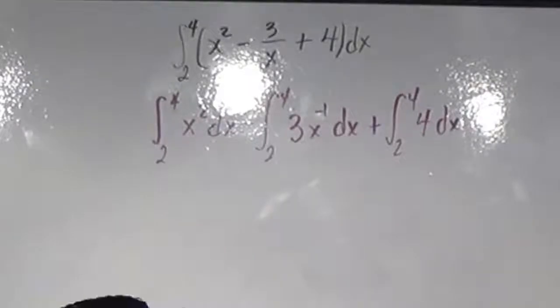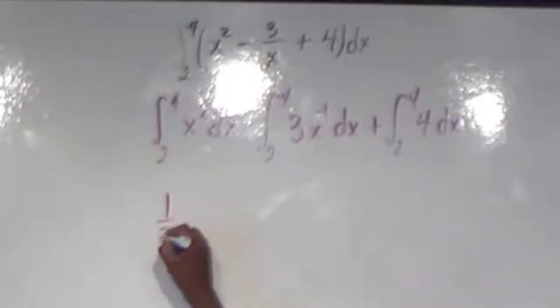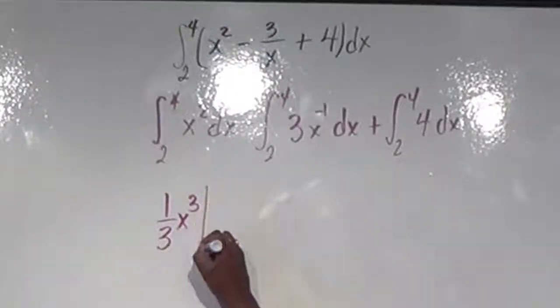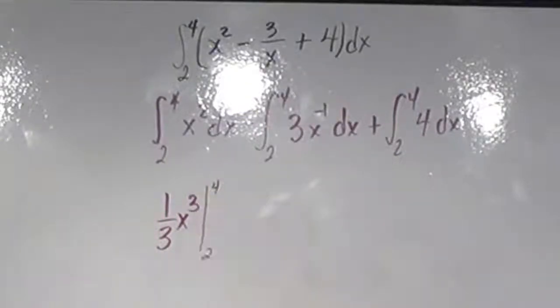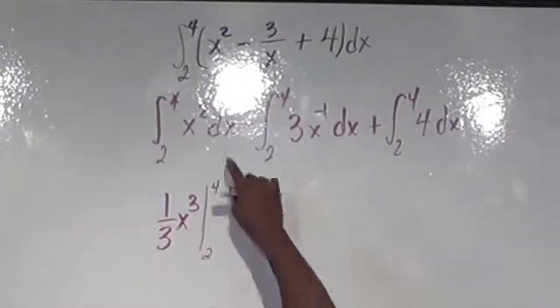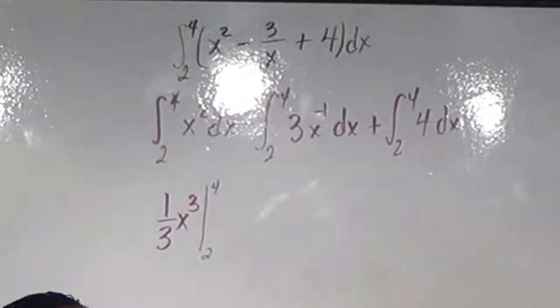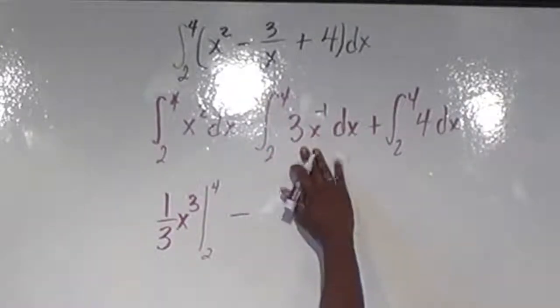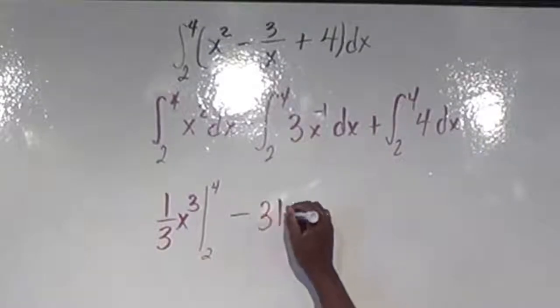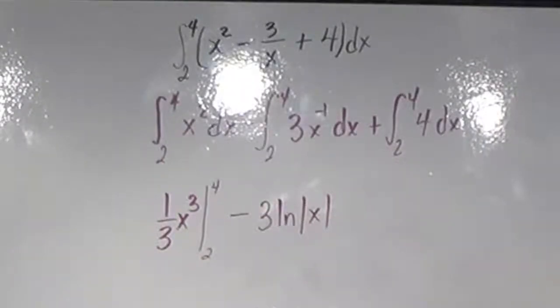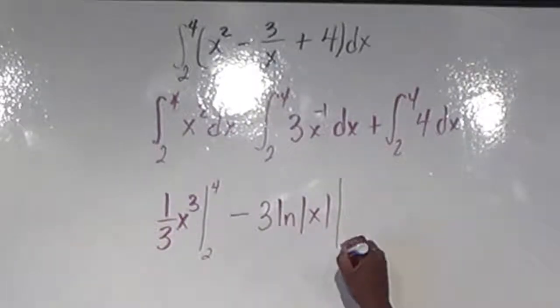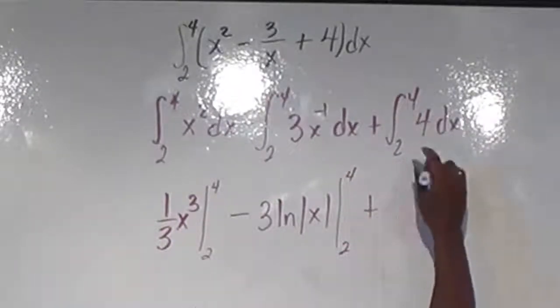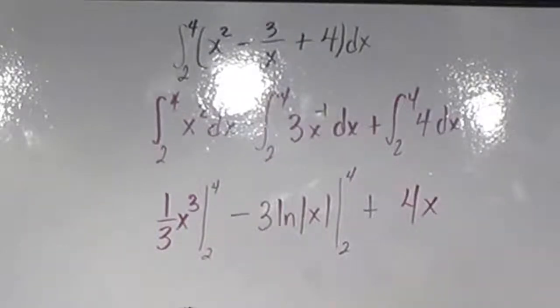And here I can see I can apply my properties to get my antiderivative. So in this case, my antiderivative is going to be 1/3 x cubed. I want to evaluate that from 2 to 4. Okay. Notice again, the integral and my dx go away. I get my evaluation symbol. Same thing here. So if I take the antiderivative, I'm going to get a 3 natural log of the absolute value of x. And again, I'm going to evaluate this from 2 to 4. And then lastly, my antiderivative of 4 is just 4x evaluated from 2 to 4.